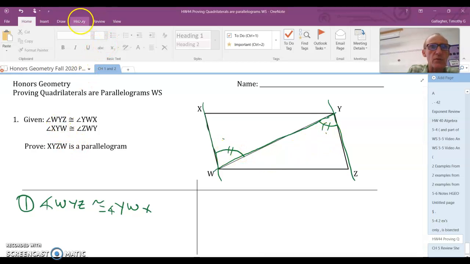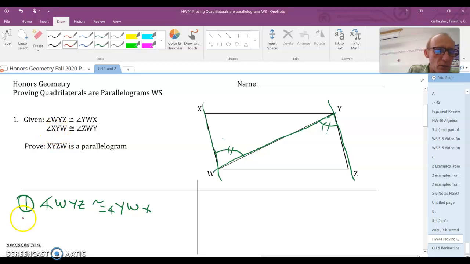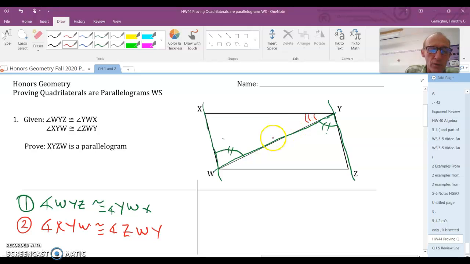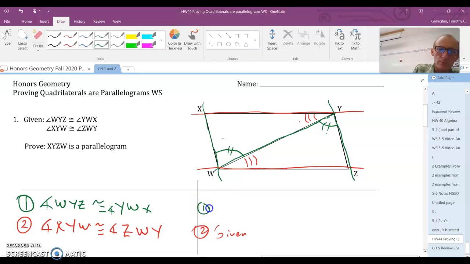So let's look at the next set of givens. The next set of givens says angle XYW is congruent to angle ZWY. XYW congruent to ZWY, and it looks like that's going to make these two sides parallel with these two being alternate interior angles. Okay, so this is given. This is given.